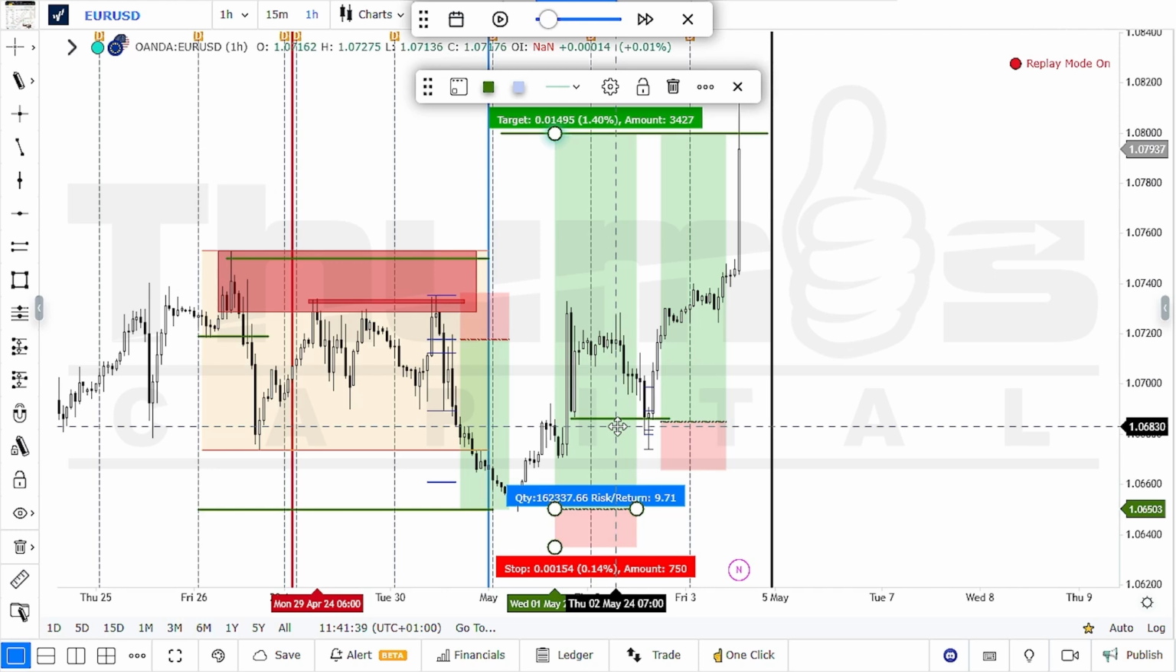Very awesome trade, very easy trade to take, very simple analysis, and everything just played out perfectly well.